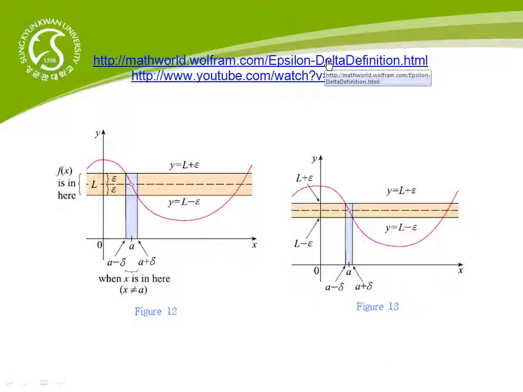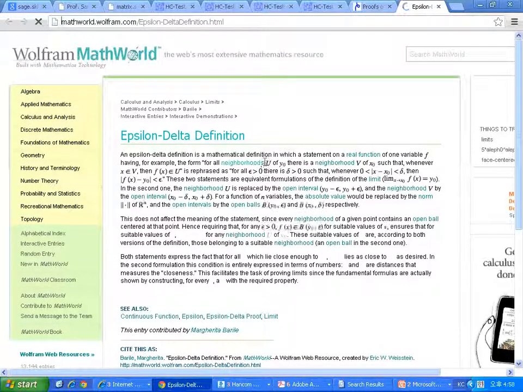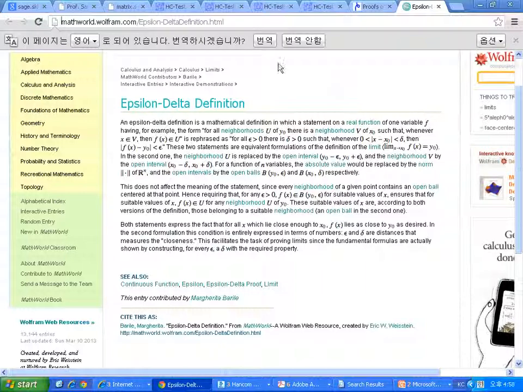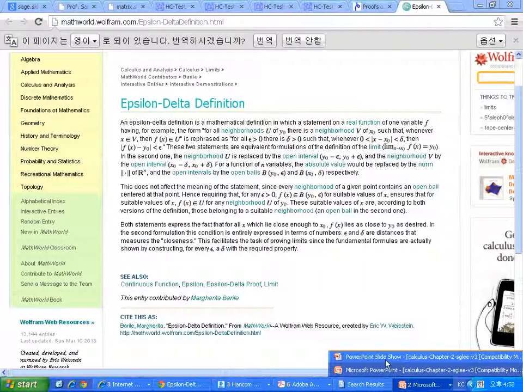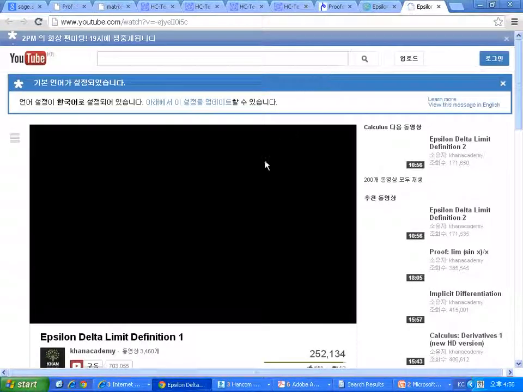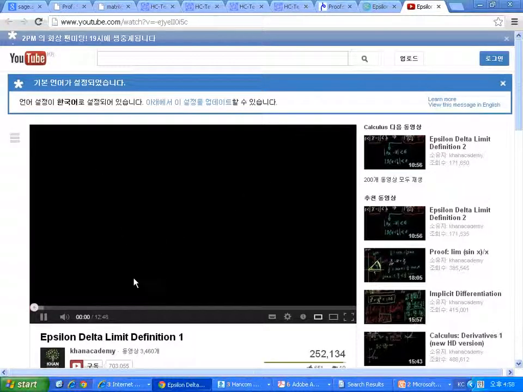Here is the epsilon delta definition at Wolfram Alpha, and here is a YouTube explanation of the epsilon delta definition. Okay, you may take a look, and this is the epsilon delta definition, like what you see, the same thing, and also you can watch the YouTube explanation of epsilon delta.